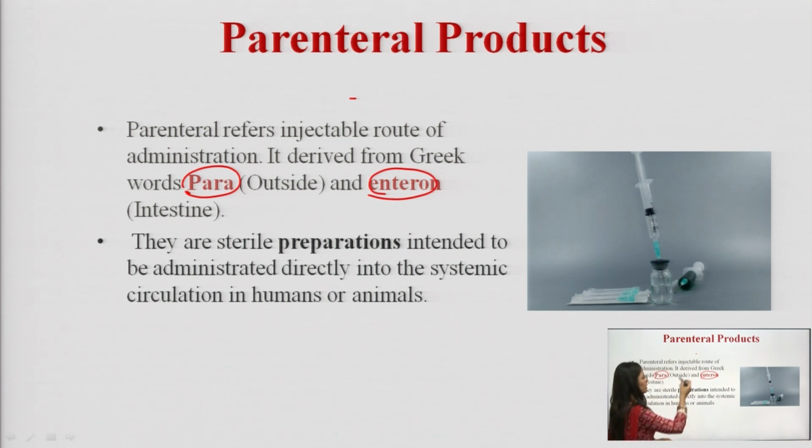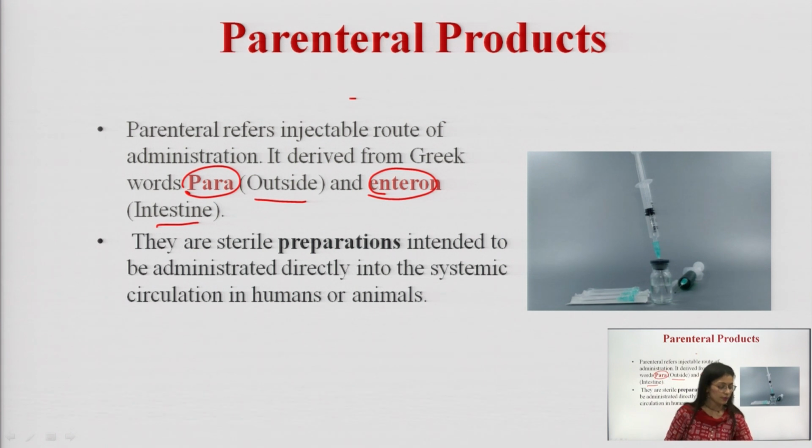So these parenteral preparations are sterile preparations that are intended to be used outside the intestine, meaning they are absorbed outside the intestine. That is why it is called parenteral. How can we define it? Parenteral products are sterile preparations intended to be administered directly into the systemic circulation, free from pyrogen. There are different routes of administration, which we are going to learn later on in the slides.